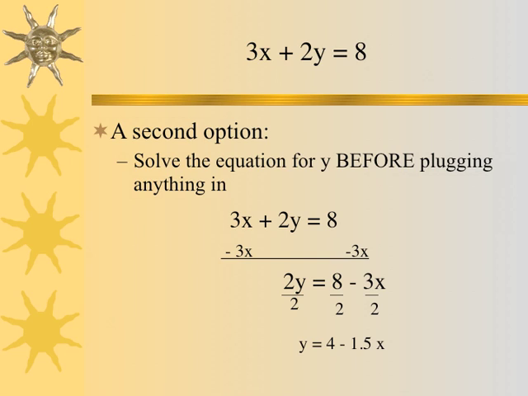Now to get the y all by itself, I have to apply the division property of equality, divide everything on the left by 2, and divide everything on the right by 2. When I do that, my equation simplifies to y equals 4 minus 1.5x. Now I have the y all by itself.